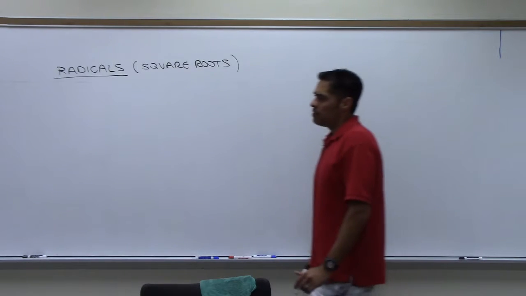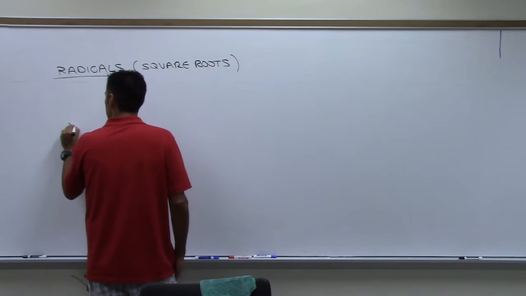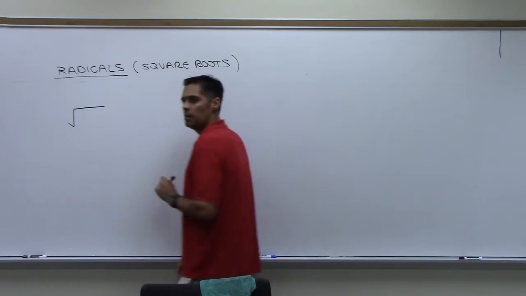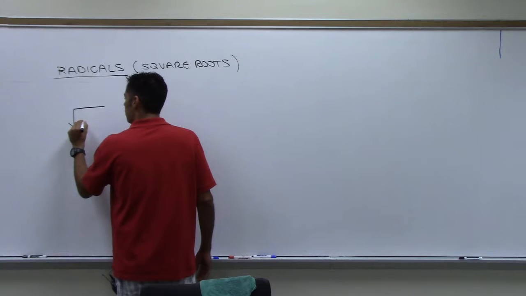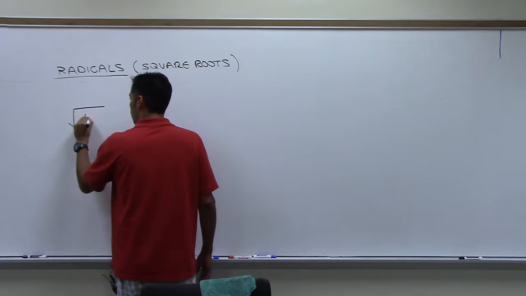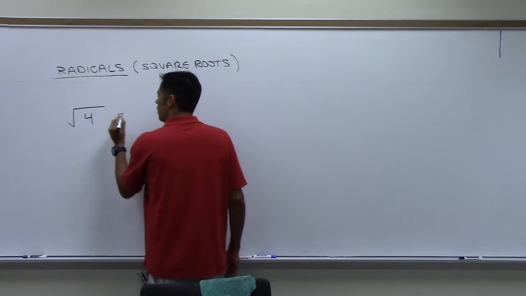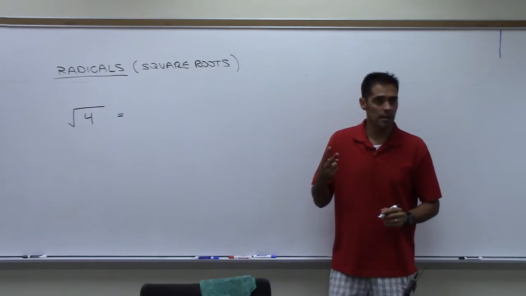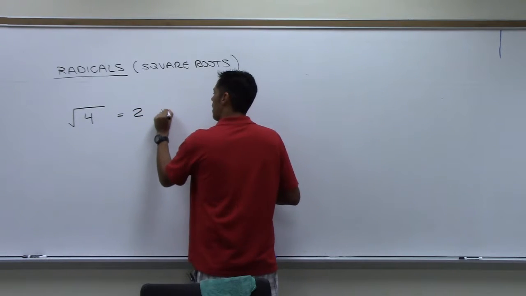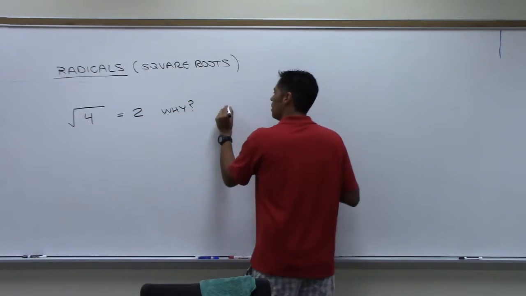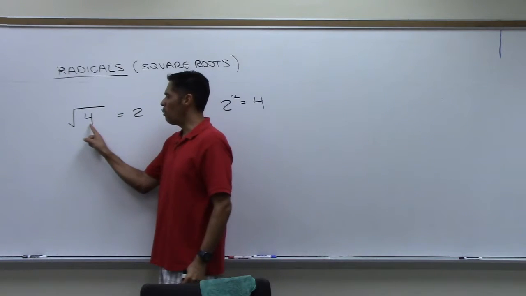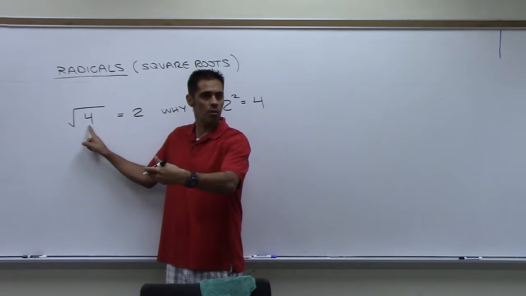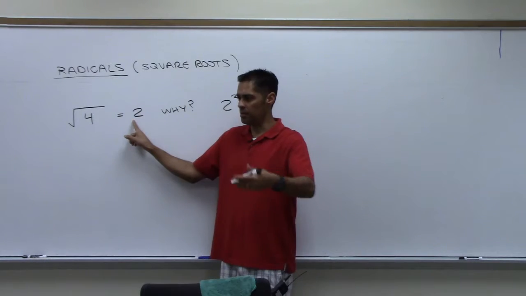All right, so there's some notation here. Hopefully we've all seen this before. That symbol, that's the square root symbol. And if I write in here square root of, let's say, 4, then what would this be? 2, right? Why? Because 2 squared equals 4. So when you say the square root of 4, you're saying what number times itself gives you 4? Well, 2. 2 times itself gives you 4.